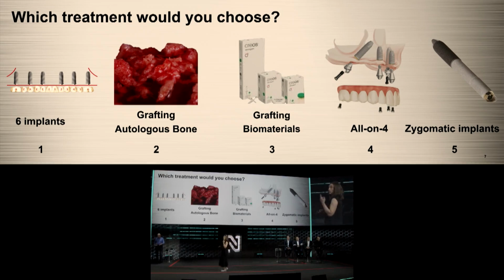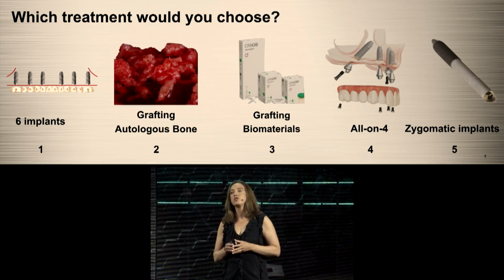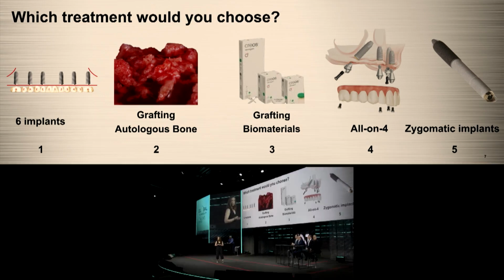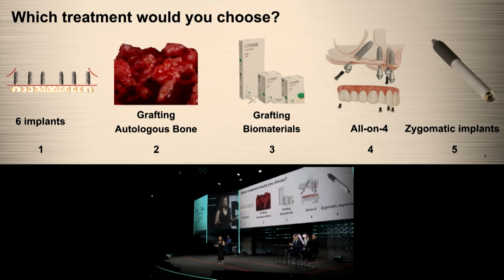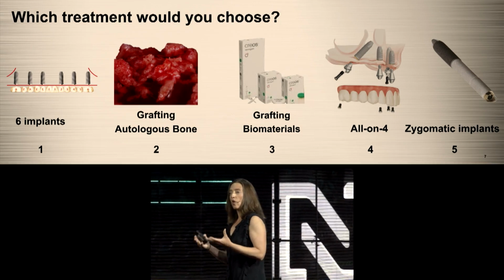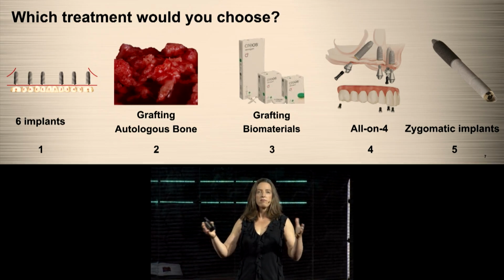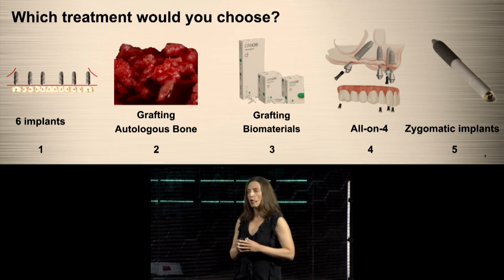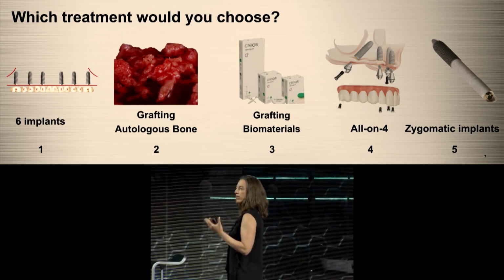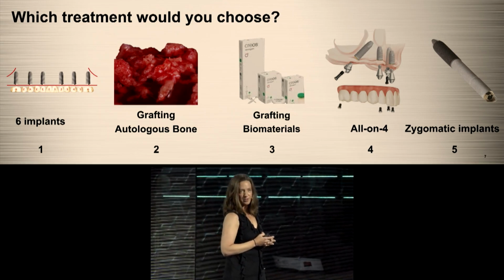Treatment option 1 would be to place 6 straight implants, with the posterior implants in the area of the first molars being short implants. Option 2, grafting with autologous bone, and then 6 or more implants. Option 3, grafting with biomaterials, bilateral sinus lift, and then 6 or more implants. Option 4, the all-on-4. And option 5, zygomatic implants. So please take your time and vote.